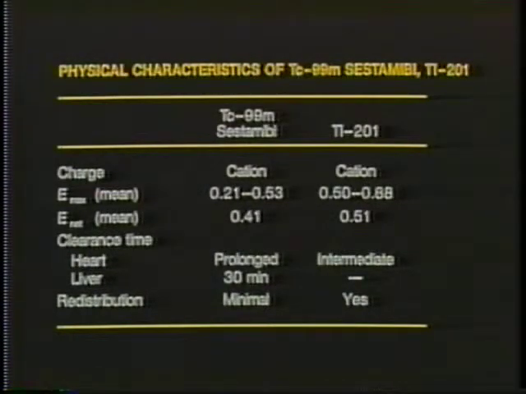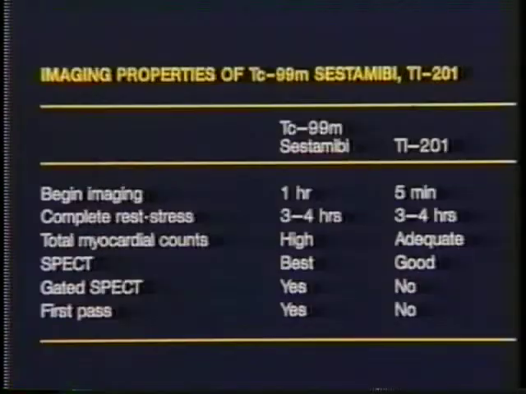Both cardiolite and thallium are cationic. Myocardial residence time is greater for cardiolite than for thallium. The implications of this concept will be shown on the following slide. The absence of redistribution is a major difference between thallium and cardiolite. This absence decreases the critical timing factor from injection to imaging that exists with thallium.